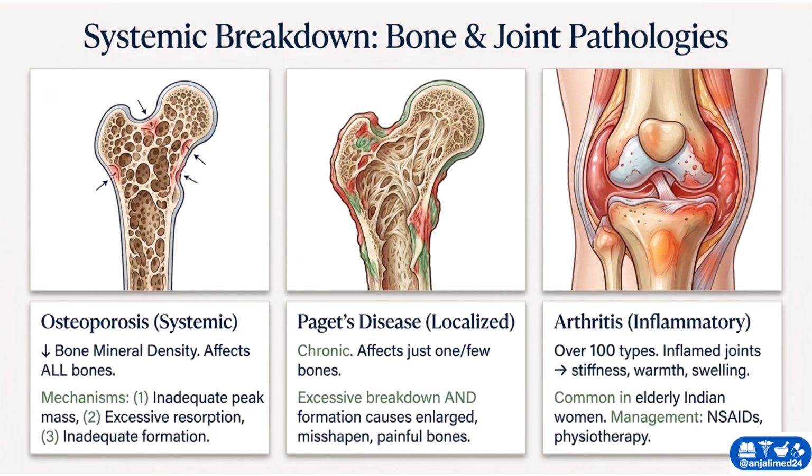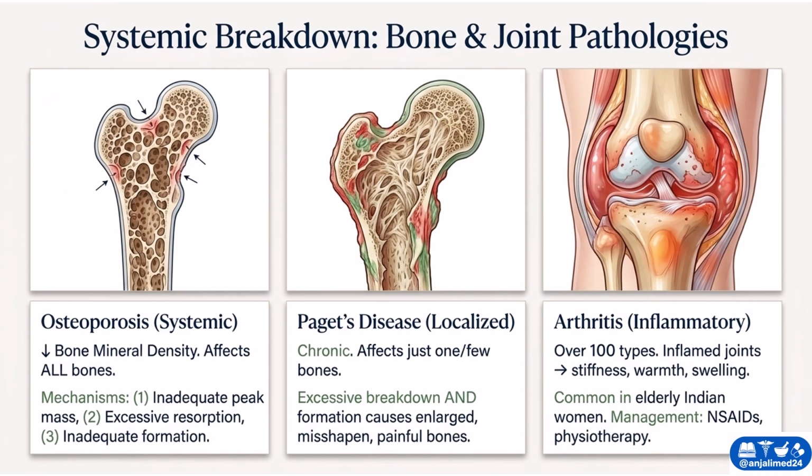Systemic breakdown, bone and joint pathologies. Now let's connect muscle physiology with important bone and joint disorders. First, osteoporosis. Osteoporosis is a systemic disease, meaning it affects all the bones in the body. There is a reduction in bone mineral density, making muscles weak and fragile. Major mechanisms include inadequate peak bone mass, excessive bone resorption, and inadequate bone formation. This significantly increases the fracture risk, especially in elderly individuals.